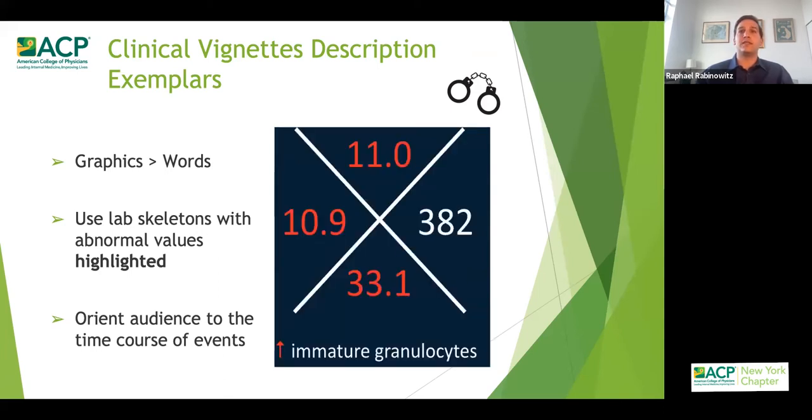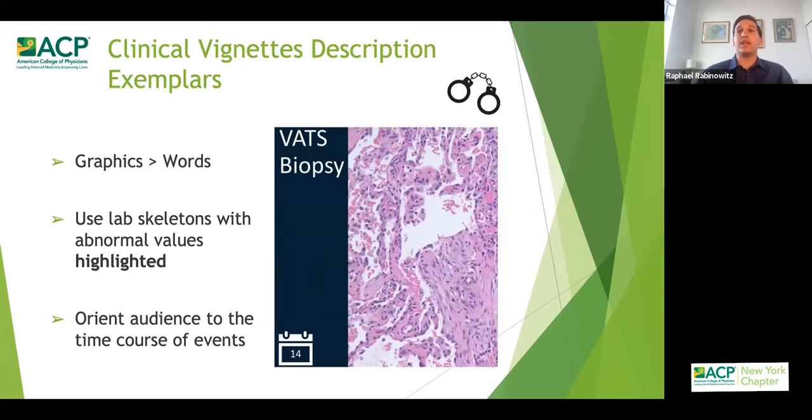Another way you can do this is use of lab skeletons and bolding of significant values, which can also save on text. And I think one of the biggest challenges I've always come across with clinical vignettes is how to orient an audience for the time course of events. I think this author very effectively used a calendar icon in some of the main slides to denote which hospital day various events of the vignette took place.